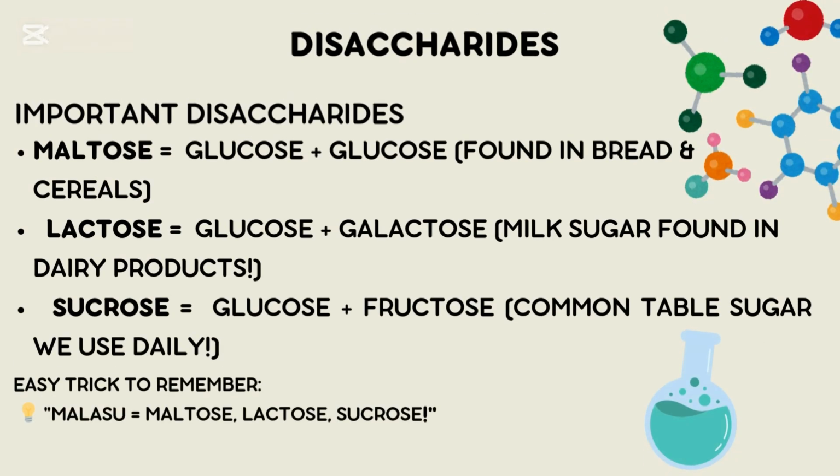Maltose equals glucose plus glucose, found in bread and cereals. Lactose equals glucose plus galactose, milk sugar found in dairy products. Sucrose equals glucose plus fructose, common table sugar we use daily. Easy trick to remember: the first letters of maltose, lactose, sucrose.